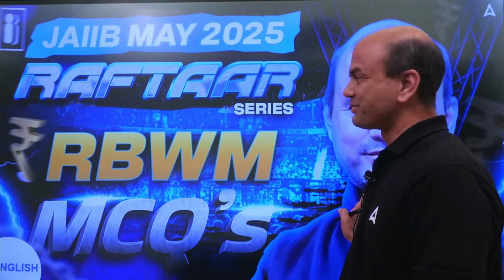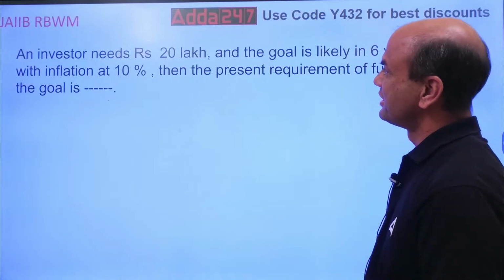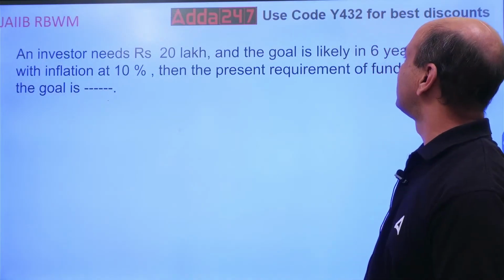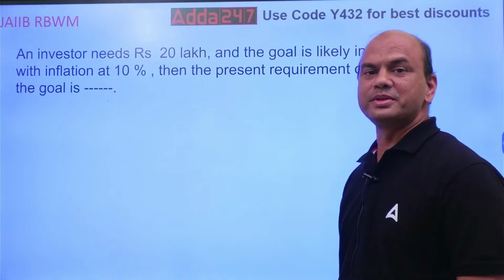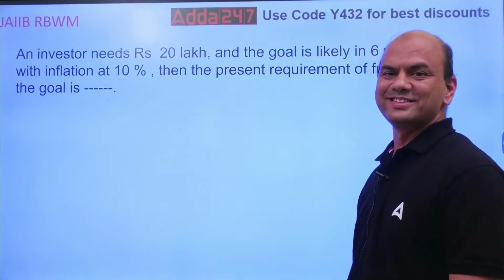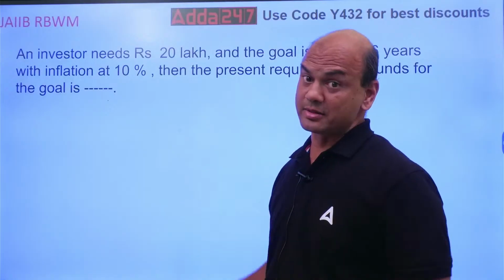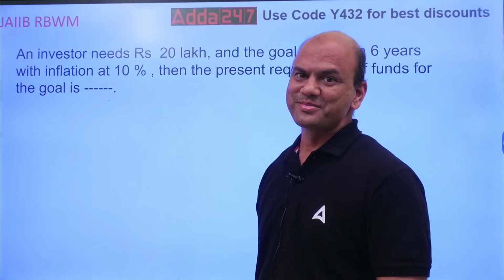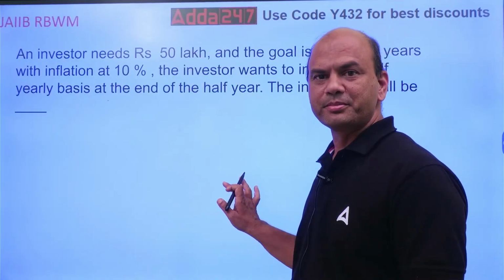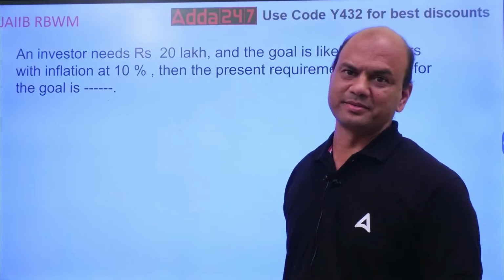Let's start. An investor needs rupees 20 lakh and the goal is likely in 6 years with the inflation of 10%. Then the present requirement of the funds for the goal is... You will be having two numericals today of similar nature, but they are not the same. This problem is different and there is one more problem. These two are separate.